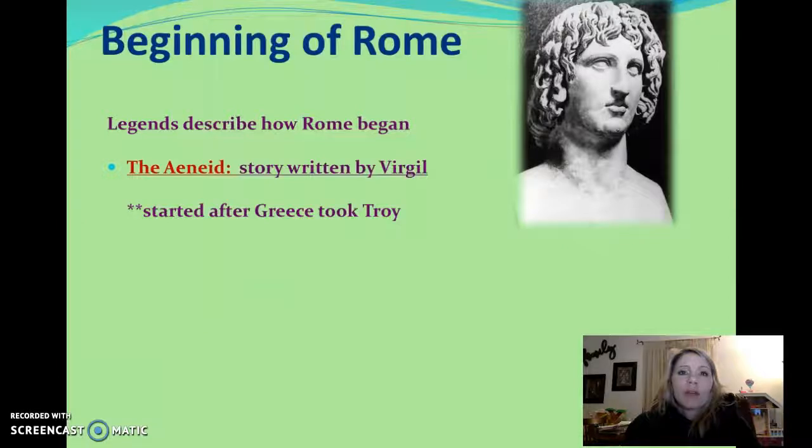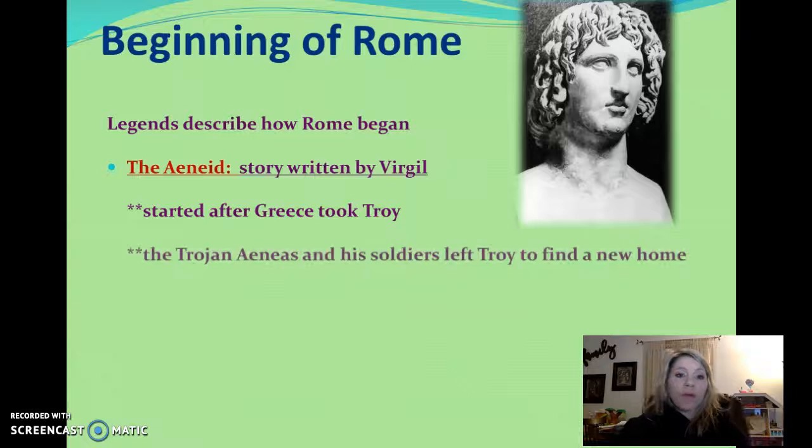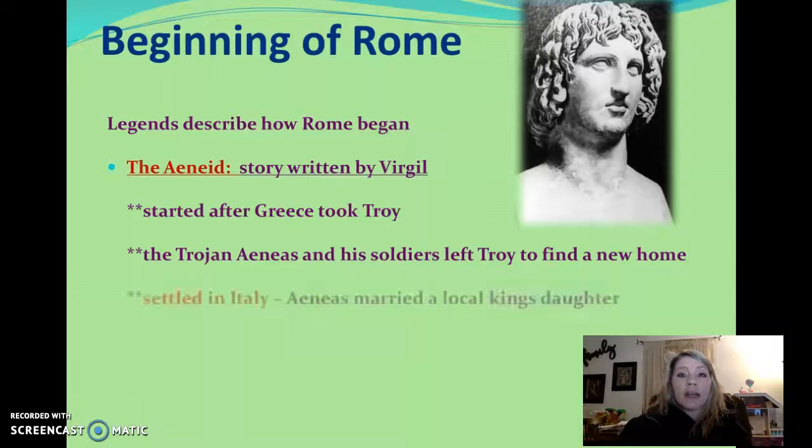Okay, so the story that Virgil wrote was all about the time after the Trojan War. So in the last unit, we talked about the Trojan War, how the Greeks sailed over with their Trojan horse and left it as a prize and so forth. After the Trojan War was over, a man named Aeneas, who was from Troy, left Troy to find a new home because now they were taken over by the Greeks. In their travels, they're going to settle in a place called Italy, which we know today.